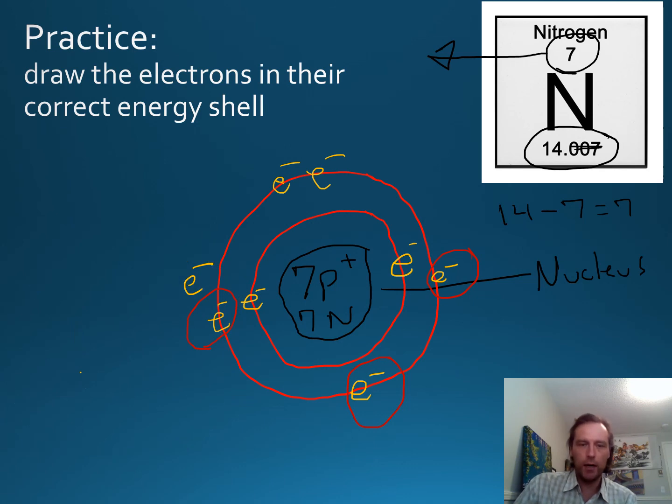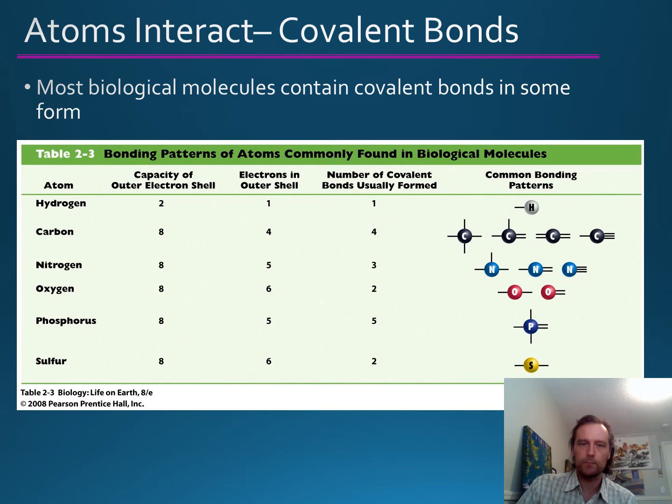I'm going to erase this now and just show you. This correctly shows the number of protons and neutrons in the nucleus, as well as the number of electrons that, quote unquote, orbit around it. 3 of the electrons are unpaired. Atoms interact. Covalent bonds: sharing, cooperating. Cooperating, that's just a mnemonic device. You can remember that they share and they cooperate. That's how you remember covalent bonding is the sharing of electrons. Okay, most biological molecules contain covalent bonds in some form.